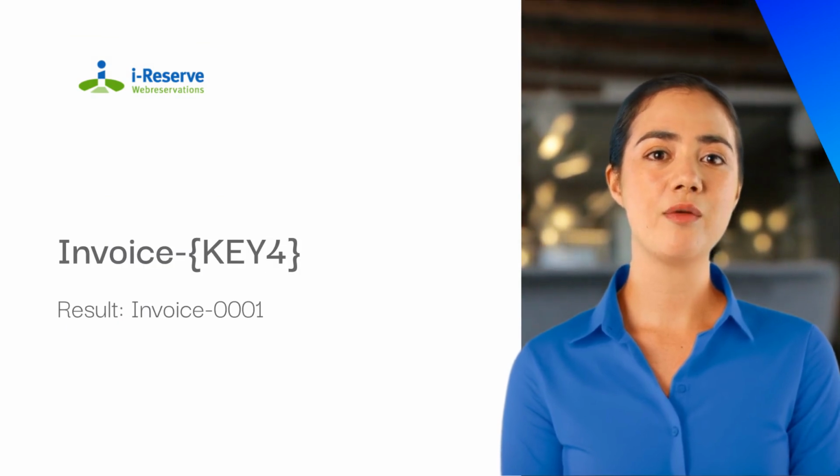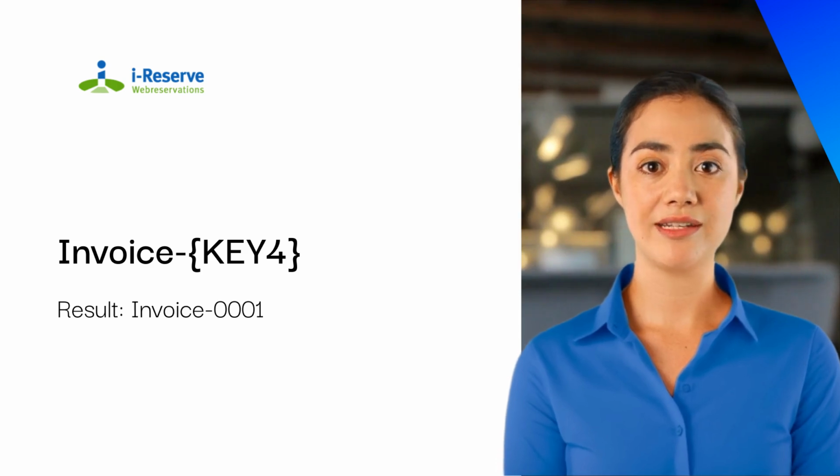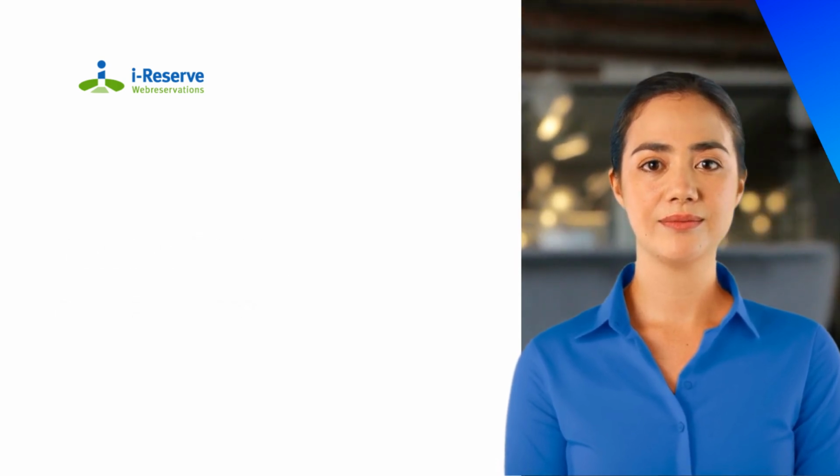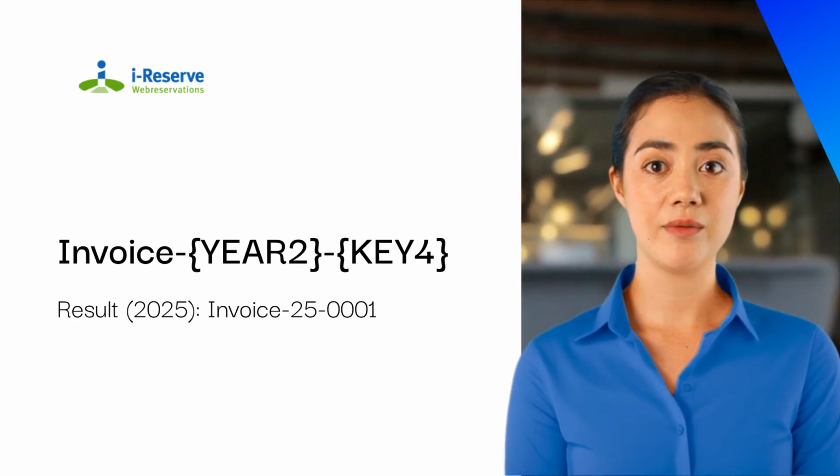generated. If the number in the invoice number always has to have a length of 4, you can use this variable instead. To also add the last 2 digits of the year to this, you edit the invoice number format like this.